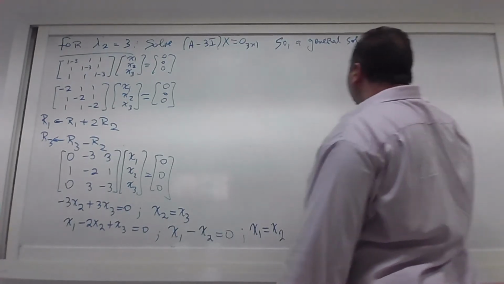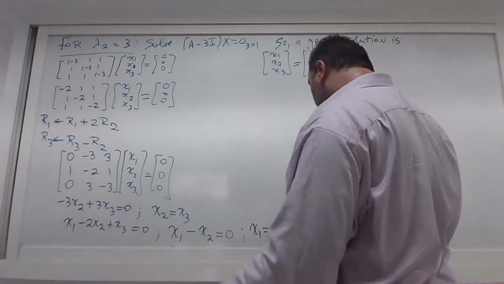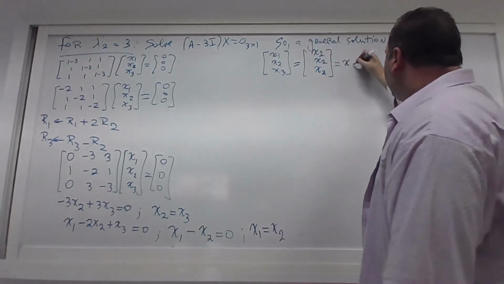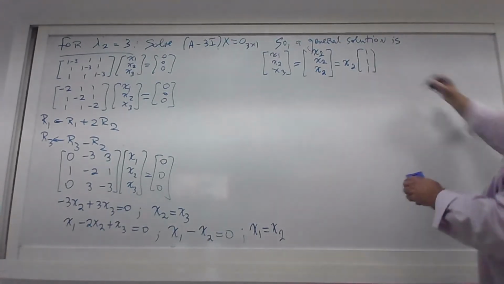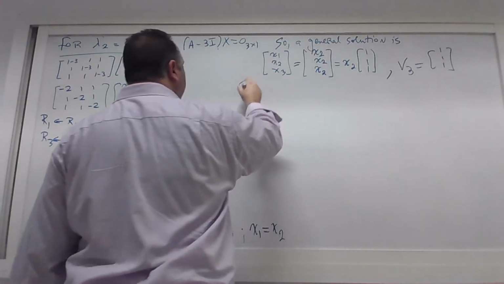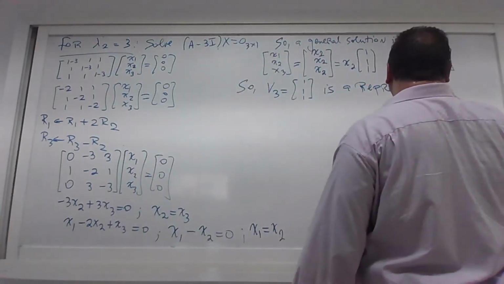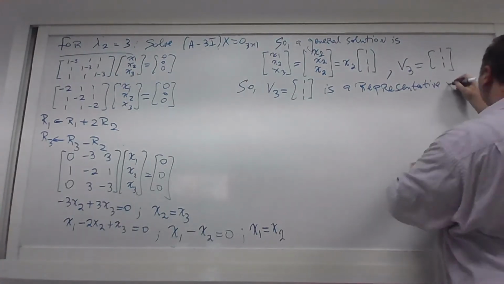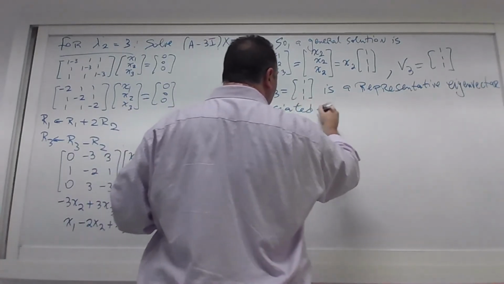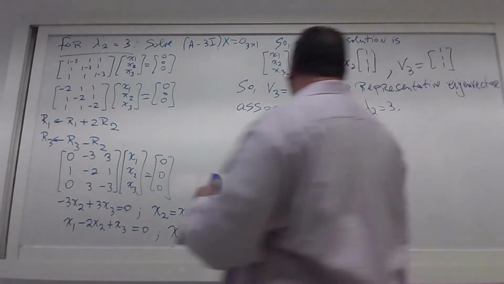So a general solution is x1 is x2, x2 is x2, and x3 is x2 also. So factor x2 out: 1, 1, 1. So this is my representative eigenvector associated with the eigenvalue 3. The eigenspace is generated by this vector.